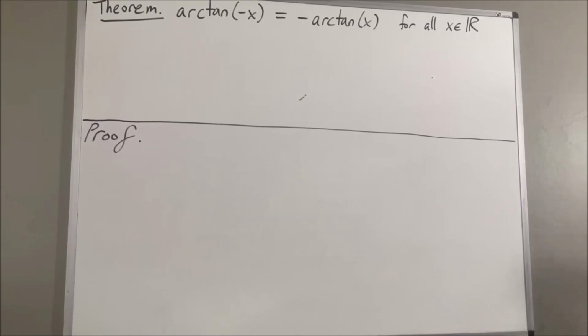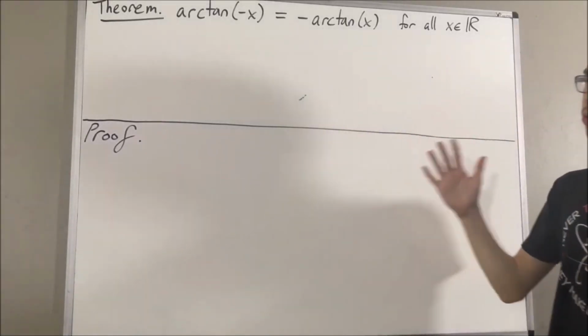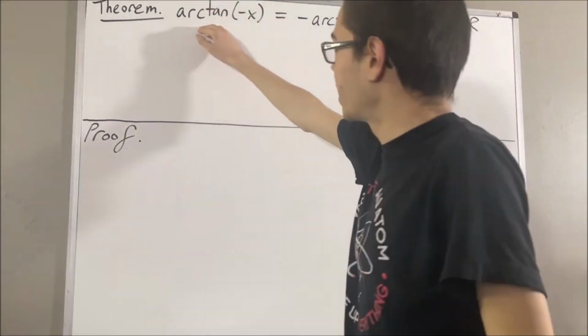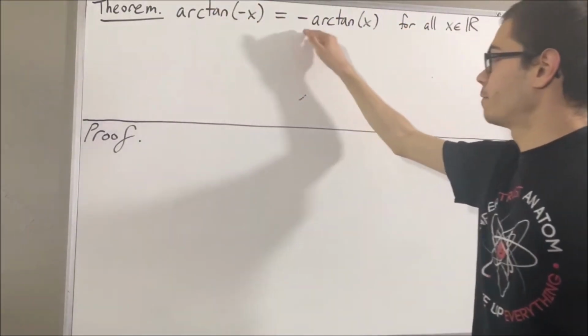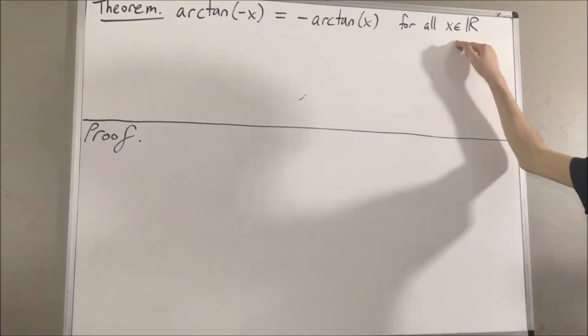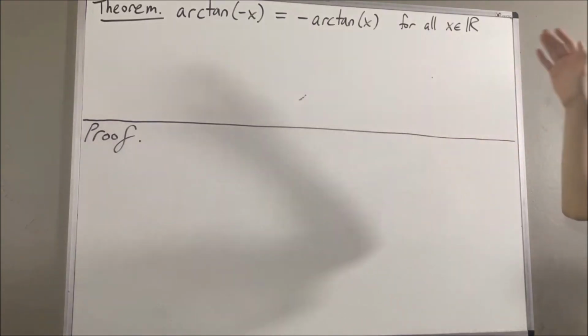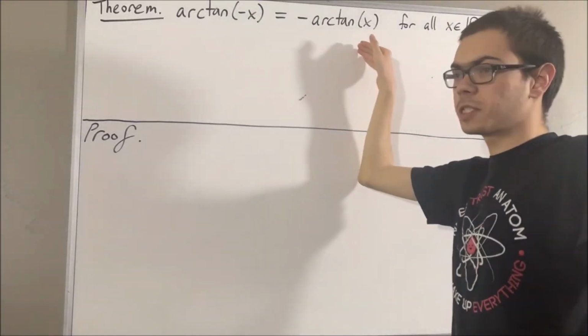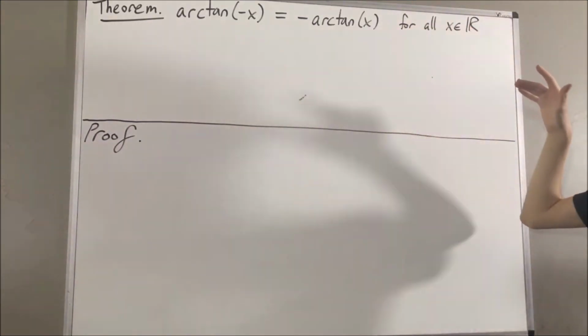Hello! In this video, we are going to prove the following theorem. The arctangent of negative x is equal to the negative of arctangent of x for all real numbers x. So we're essentially proving that the arctangent function is an odd function.